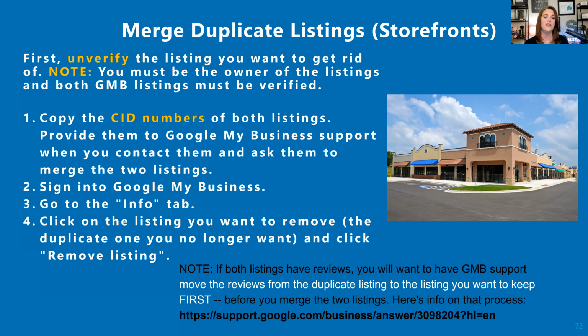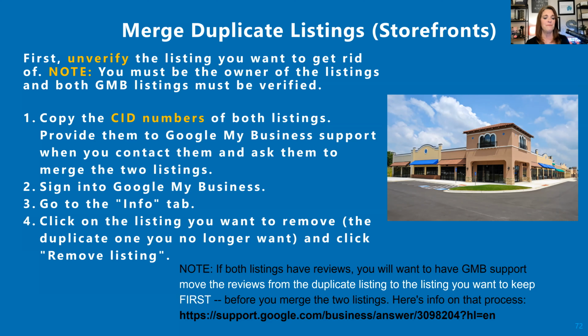You also want to copy what's called the CID numbers of both listings. And then I also recommend that you go into both listings and, when you're in the GMB dashboard, copy the URL of each of those listings as well and save those in a safe place. So copy the GMB listing URL when you're logged in, and then also the CID number. I'm going to show you some tricks on how you can get the CID number in a minute. That's basically an identifier for each Google My Business listing. So make sure you copy those and put them in a safe place.